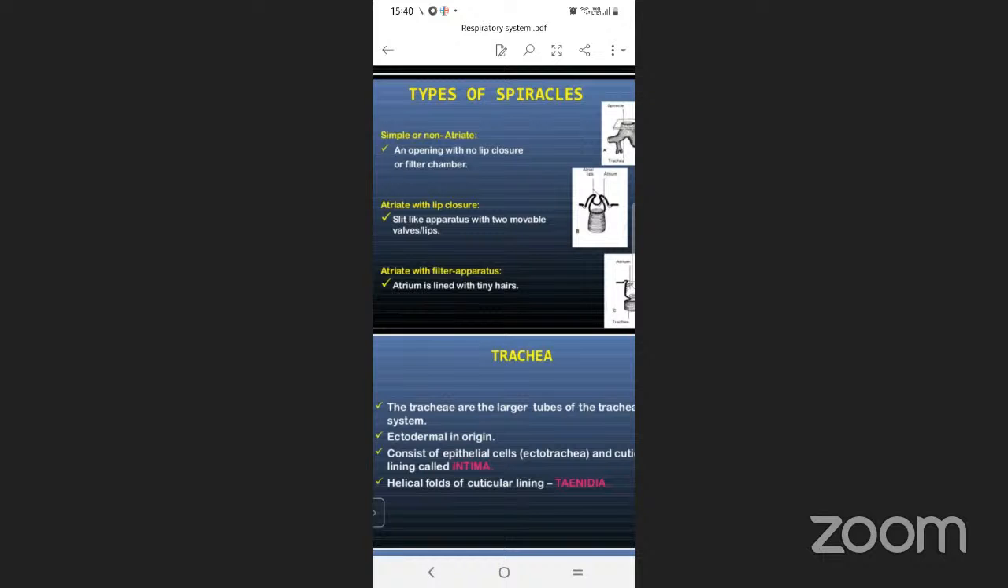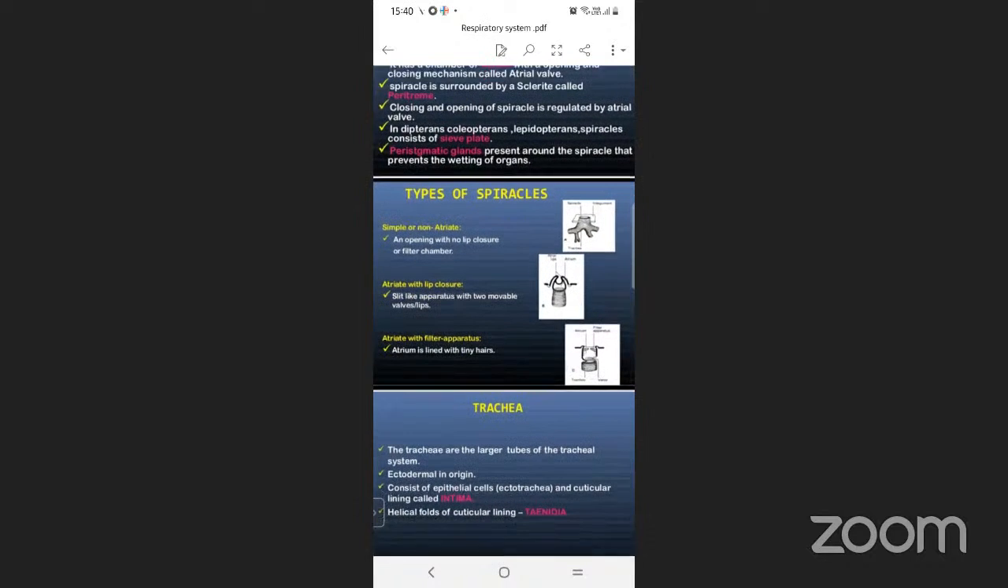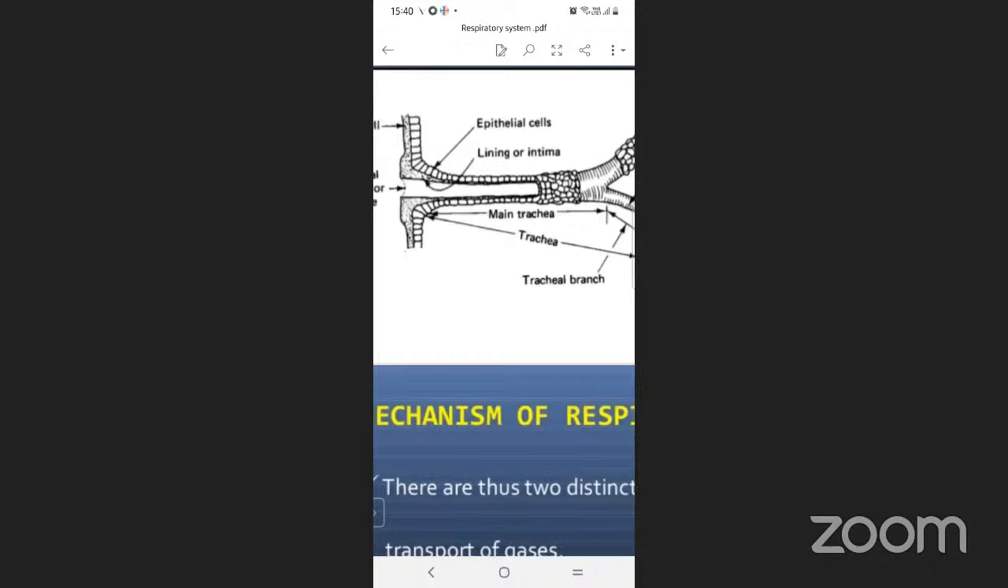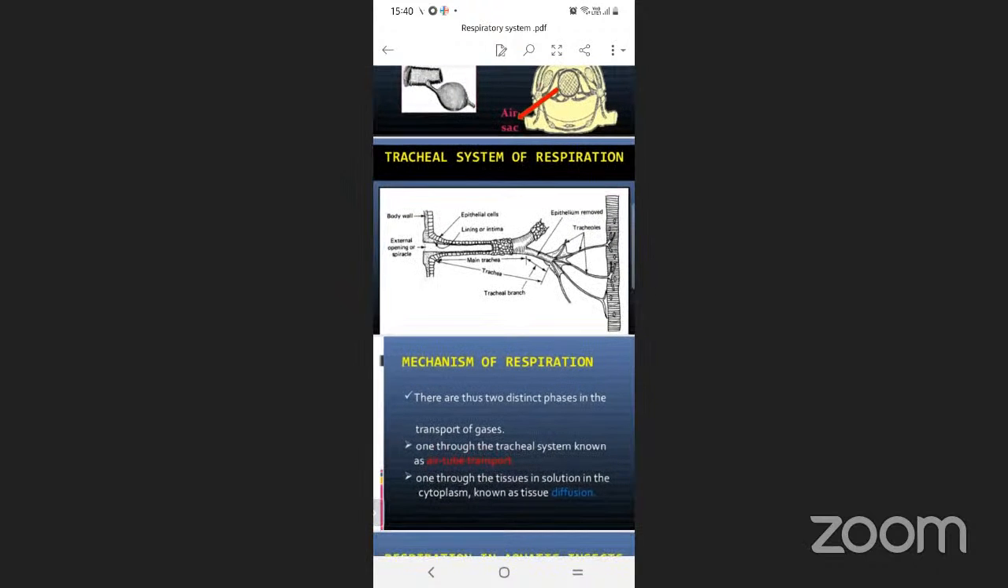Coming to the trachea, this long tube is called the trachea. See how it is made up, with an epithelial lining of intima. Now, when we see the tracheal tubes, these tubes are attached to the body wall, and through the spiracle, the air enters into these tracheoles.